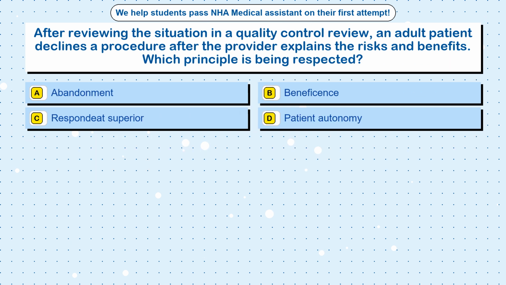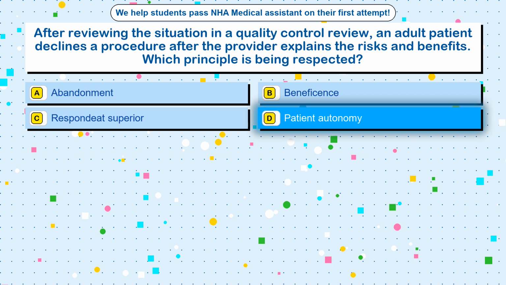Question 7. After reviewing the situation in a quality control review, an adult patient declines a procedure after the provider explains the risks and benefits. Which principle is being respected? Option A, abandonment. Option B, beneficence. Option C, respondeat superior. Option D, patient autonomy. The correct answer is option D, patient autonomy.